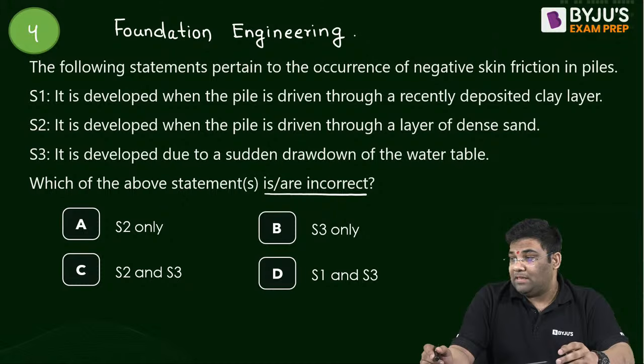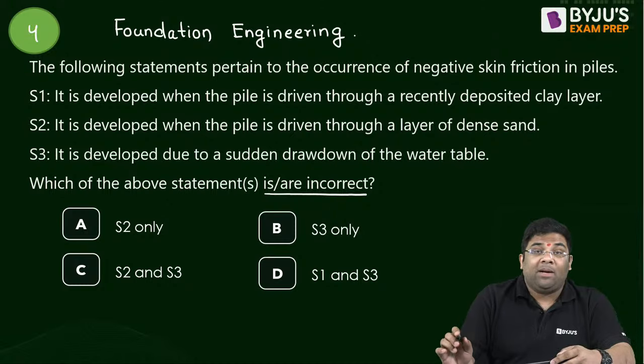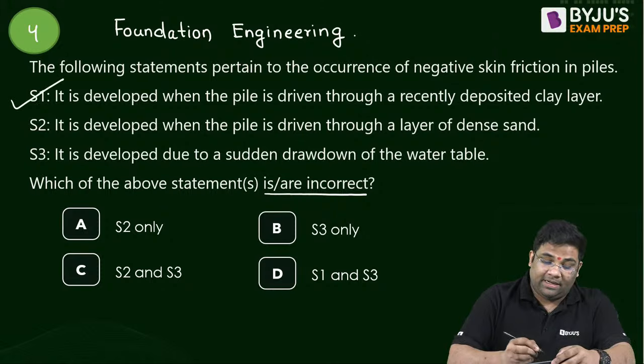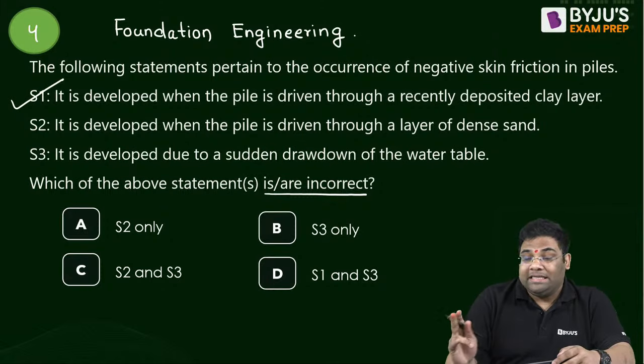D. People are answering B. Okay. Incorrect. Let us see which are correct. It is developed when the pile is driven through a recently deposited clay layer. Yes. So this is a correct statement, right? This is the correct statement because recently deposited clay layer will consolidate.